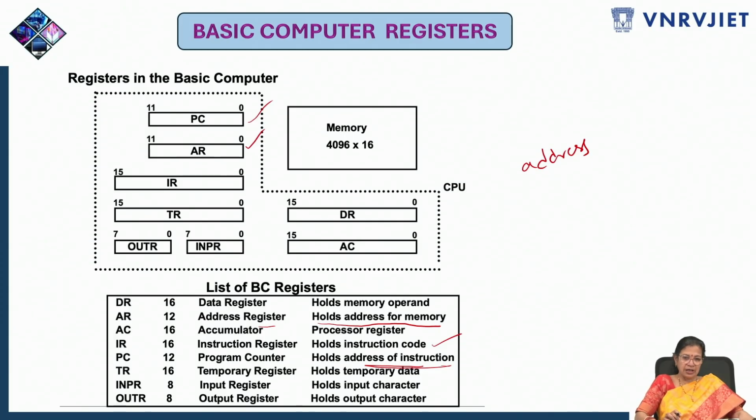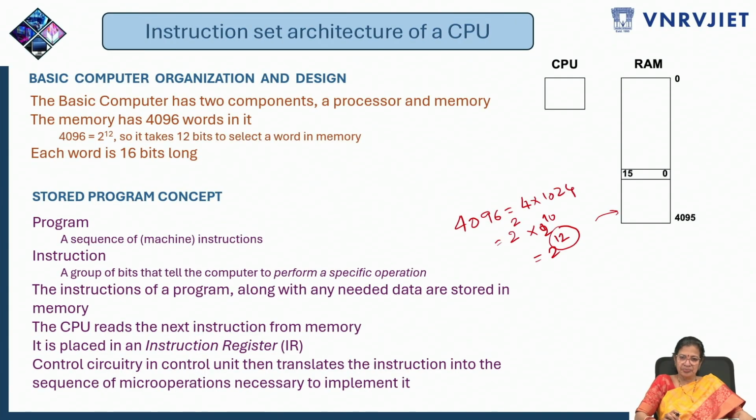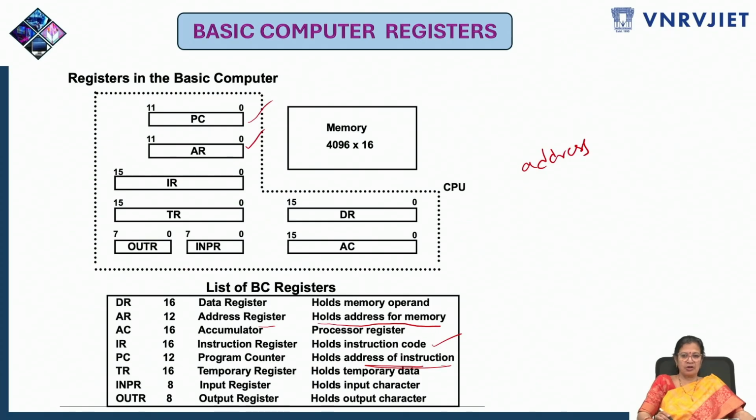If you look again at the memory size, the width is 16 bits. 0 to 15 means it is 16 bits. So whether it is storing an address or storing data, it is 16 bits long. Instructions will also be 16 bits long, and data will also be 16 bits long. Any of the bits that are not used will be kept as zeros, the most significant bits.